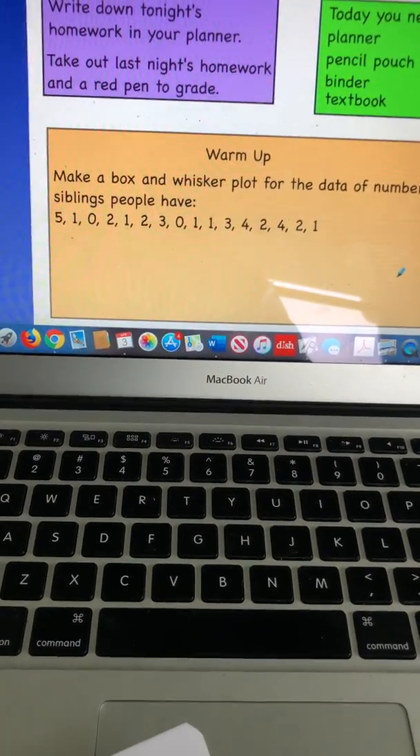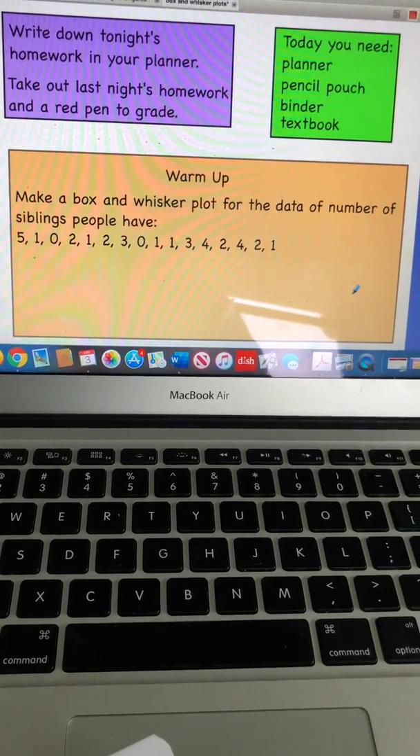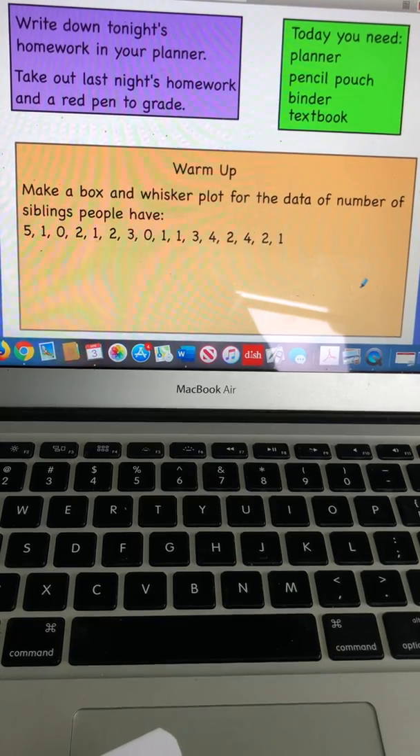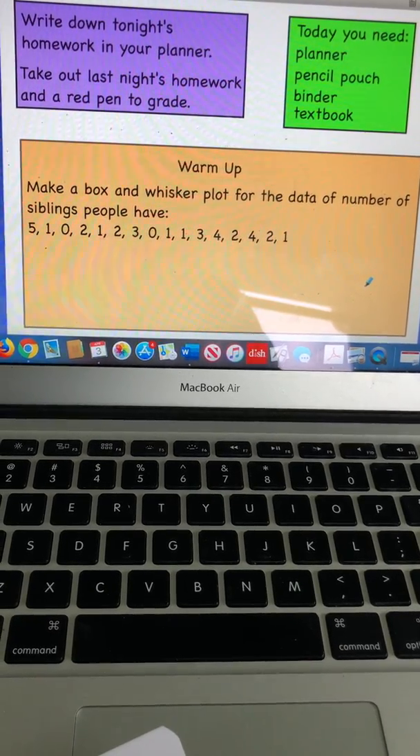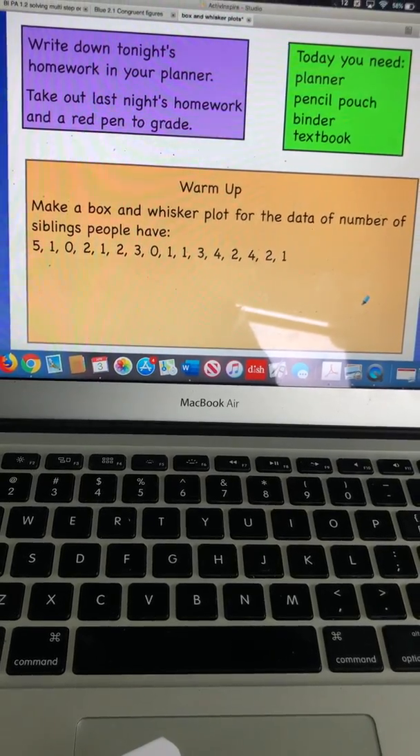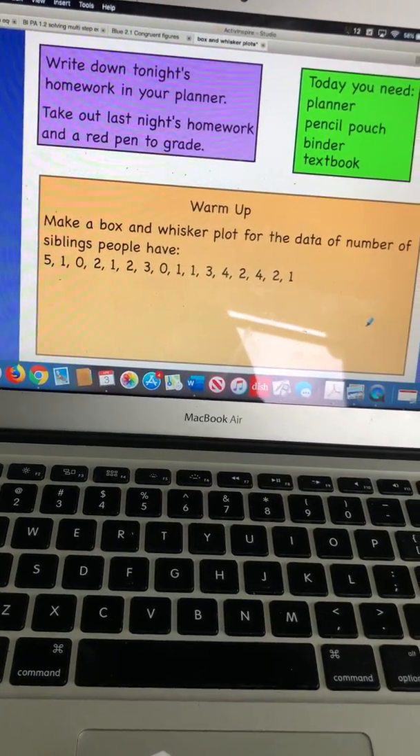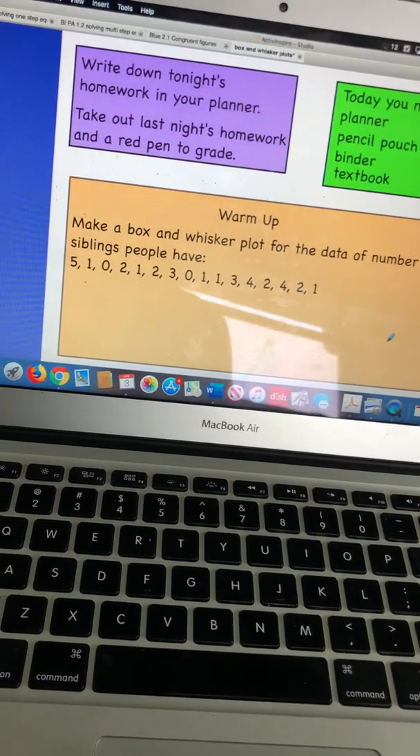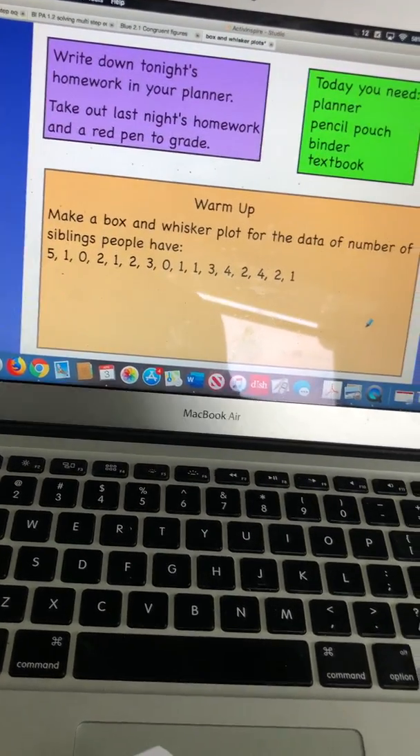up or not. So it says make a box and whisker plot for the data of number of siblings people have. This is not anywhere in your book, so you may want to pause the video for a minute so you could write this data down. Step 1 would be get that in order. So let's see. I have 2 zeros. So 2 zeros I'm going to write on my sheet. I'll just show you when I'm done here.